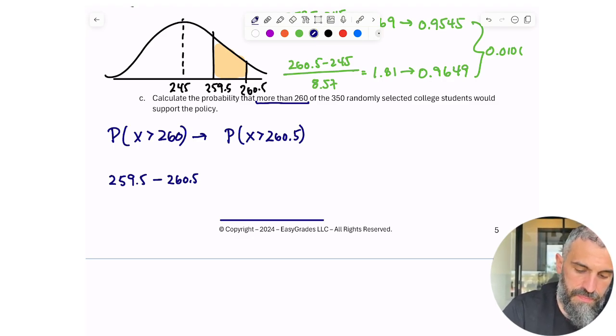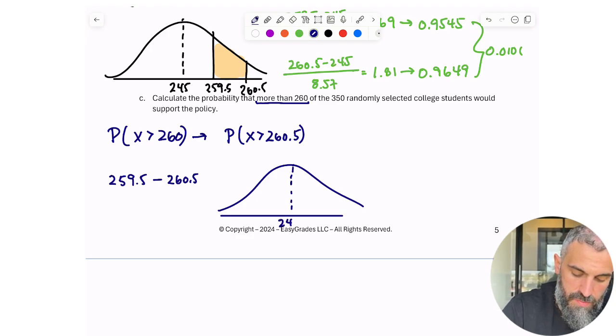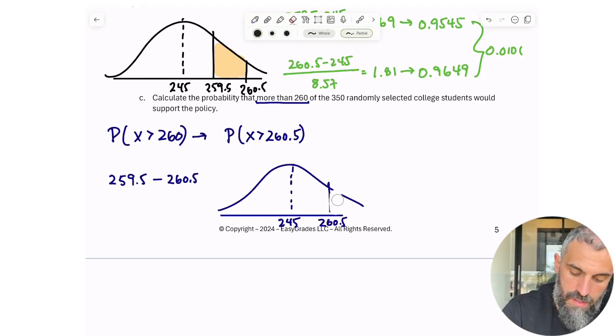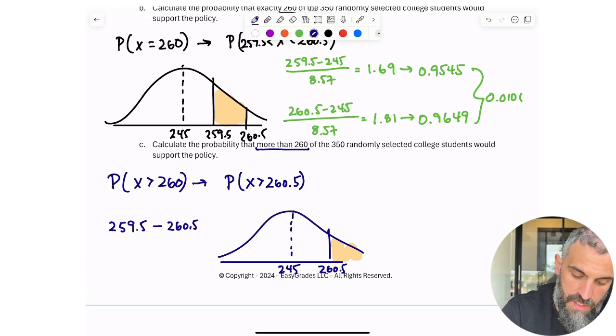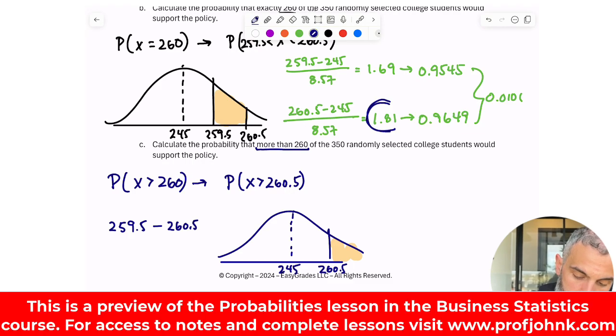That's your x. So if I draw my bell curve, 245 is my mean. I'm looking for everything above 260.5. We already have this because we just did the answer above. We know that if we look up 260.5, we have a z-score of 1.81, which is an area of 0.9649, but I want the area to the right of that. So 0.0351. That's my answer.